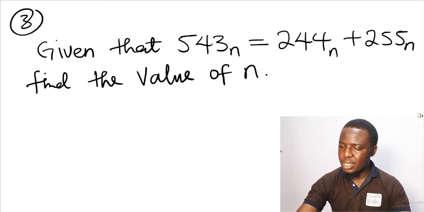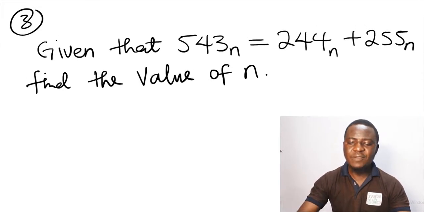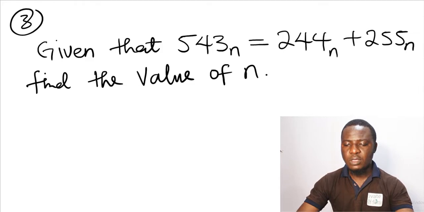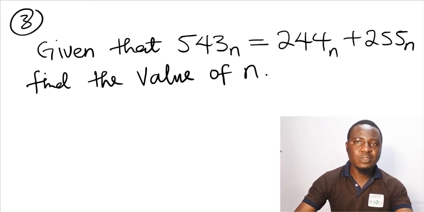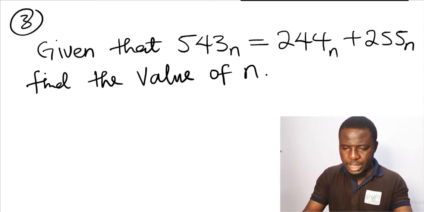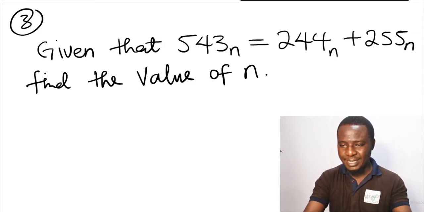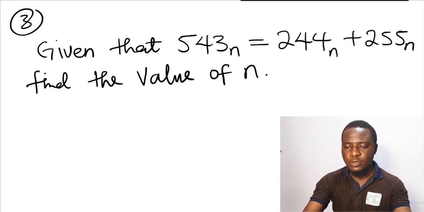Let's look at another question. Question 3 says, given that 543 base n is equal to 244 base n plus 255 base n, find the value of n. Okay, same thing we did in the first two examples is what we are going to do in this next example. So what we are going to do is to convert from base n to base 10, which becomes simpler for us to solve getting our value for n.